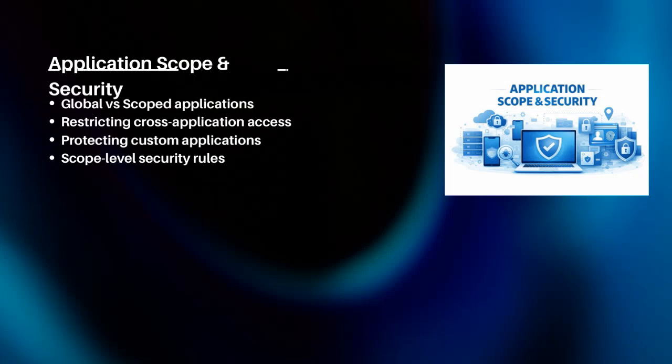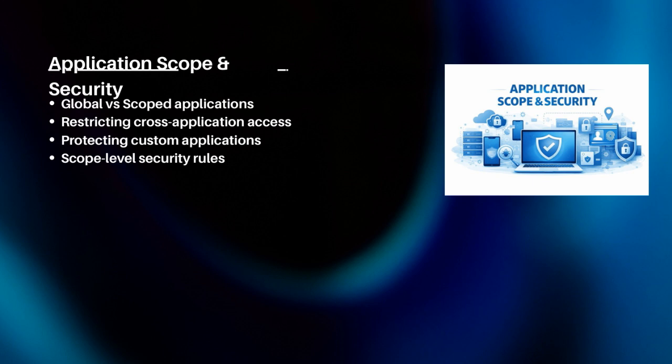Let's take a closer look at application scope and security. First, we have to understand the difference between global and scoped applications. Global applications are accessible across the entire platform, while scoped applications are limited to specific areas or functionalities. This distinction is crucial for maintaining control and ensuring security. Next, restricting cross-application access is vital. It helps prevent unauthorized data sharing or actions between applications that shouldn't interact, reducing potential security risks.